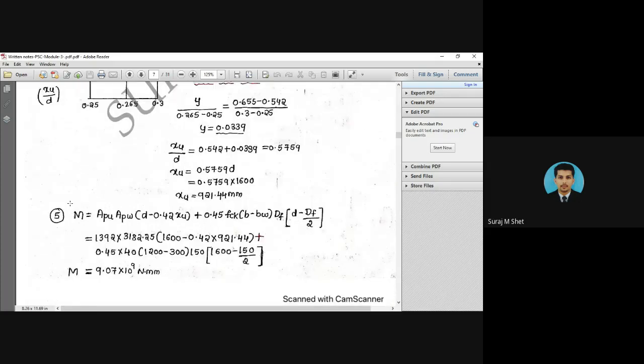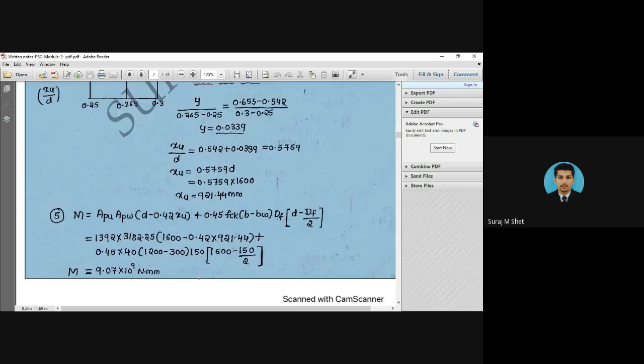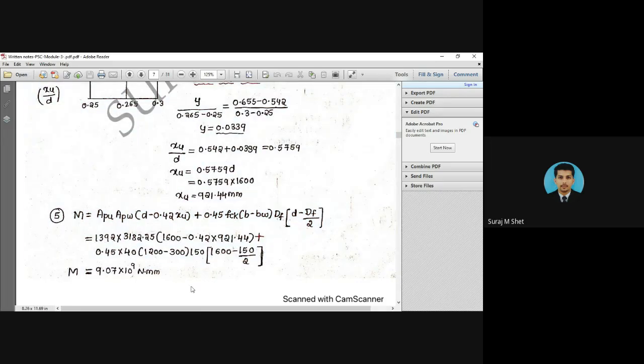And after this, the moment of resistance of the flanged section formula is M. M is equal to APU APW into D minus 0.42 into XU plus 0.45 into FCK into B minus BW into DF into D minus DF divided by 2. So in exam you have to remember this formula and you have to substitute all the values and calculate the moment of resistance. It will be asked in exam for 10 marks or 8 marks.